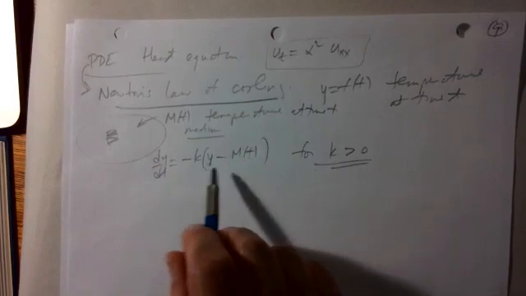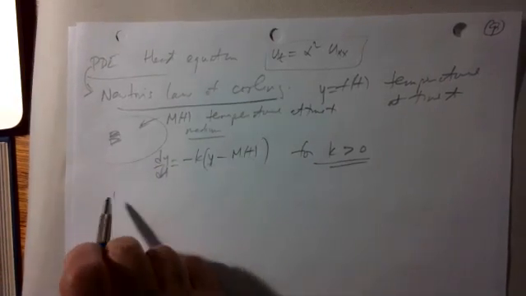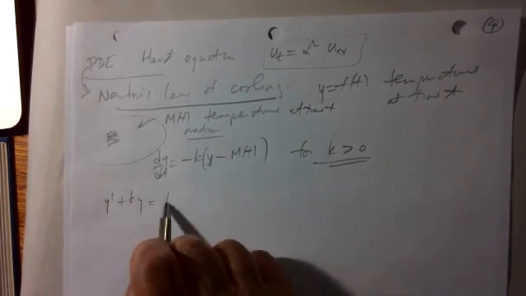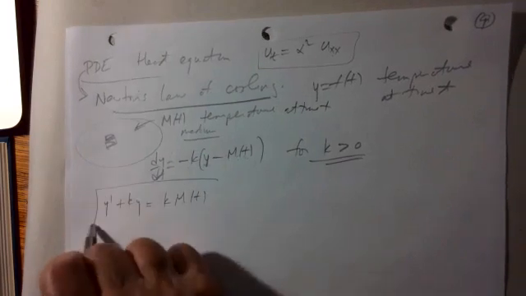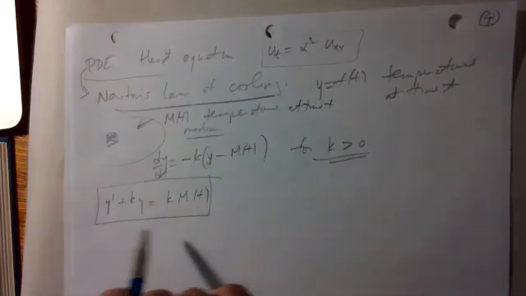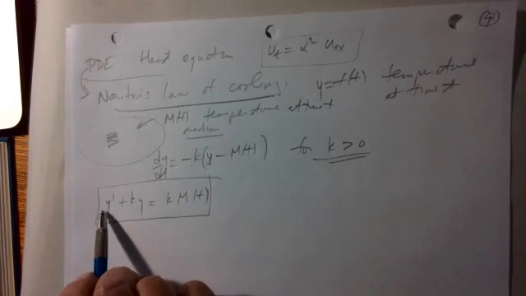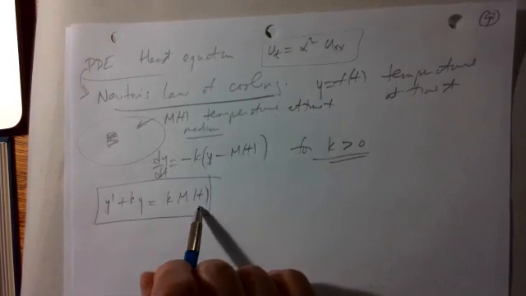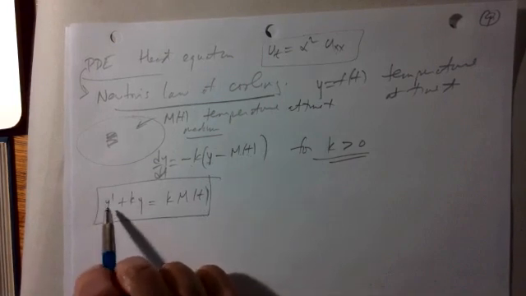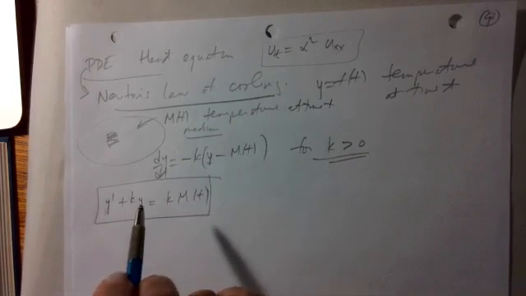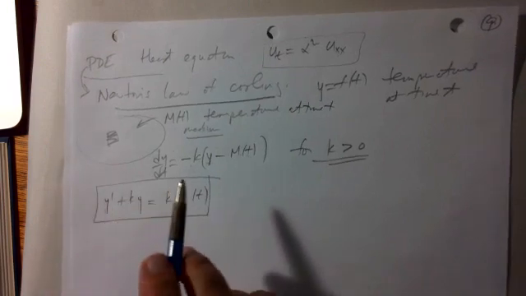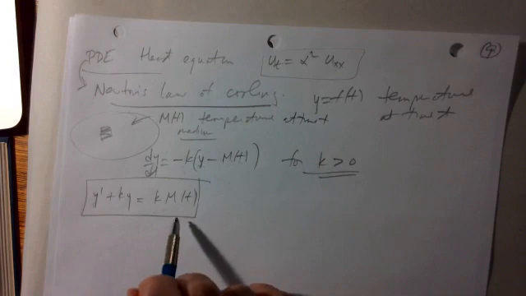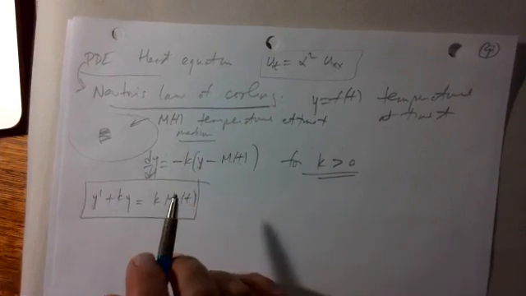So this is Newton's law of cooling, or we can write it as y prime plus ky is equal to km of t. So y is the temperature of the body, and it satisfies this ordinary differential equation. It's first order, because you only have a first derivative. It's linear, because you just have y prime and y. And it's not homogeneous, because you have this function, which we would call q of t, on the right-hand side.